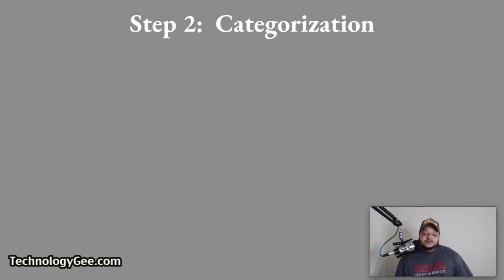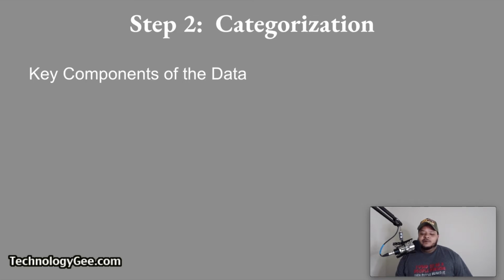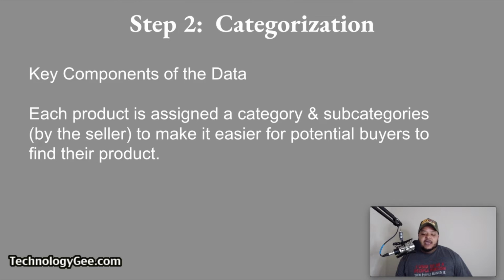Next will be categorization. This is discussing the key components of data. Each product is assigned a category and subcategories by the seller to make it easier for potential buyers to find their product. Once again, once you go to Amazon.com, you'll notice that the website is broken up into categories to help you navigate that website, which has literally millions on top of millions of products stored in their database.